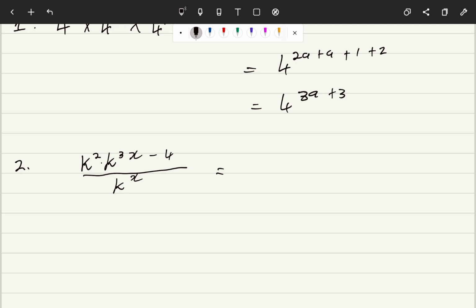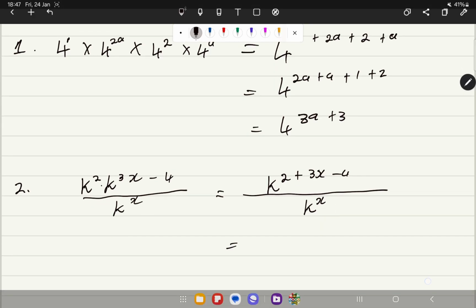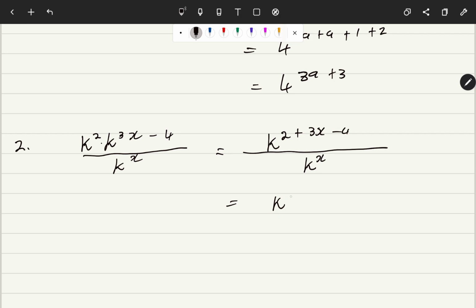So in your numerator, you're just multiplying the same bases. So you're going to do what? You're going to add your exponents. Let's start with that. So now you have your k to the power of 2 plus 3x minus 4, right? Then now we're just doing the maths. You're going to have k to the 3x, right? 2 minus 4, that's going to be minus 2. Then you have it, k to the x.